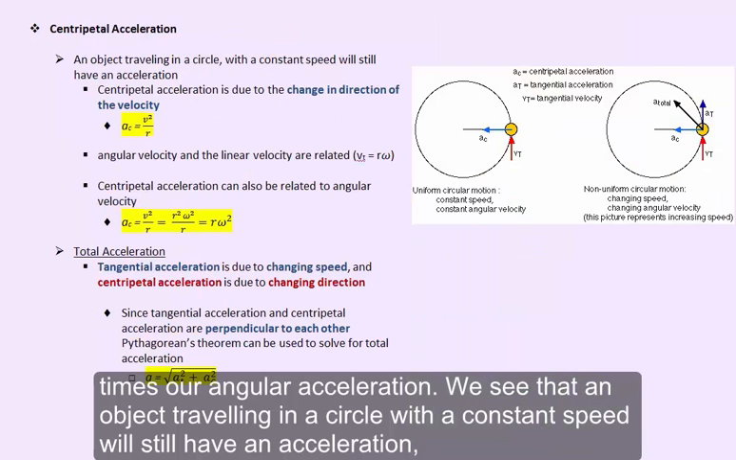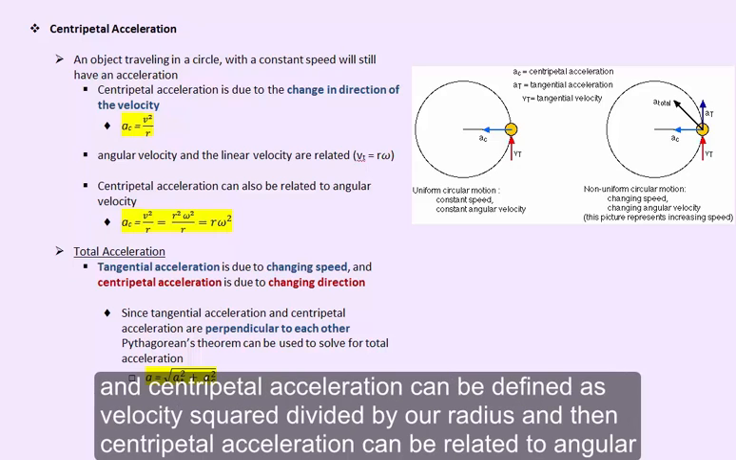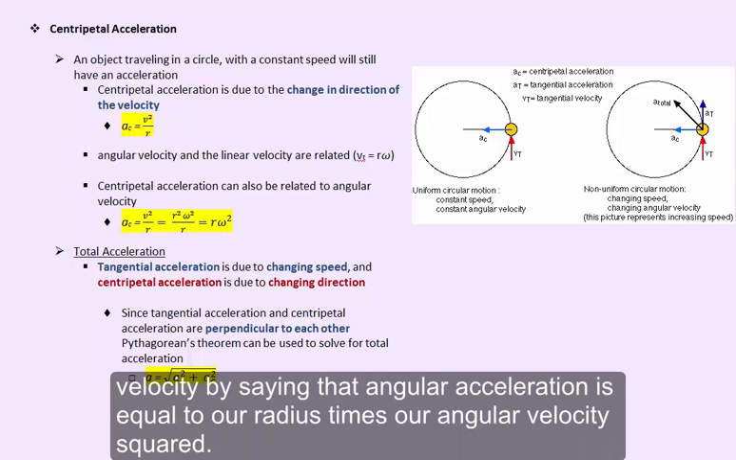We see that an object traveling in a circle with a constant speed will still have an acceleration. And this acceleration is due to the change in direction of the velocity. We call this type of acceleration centripetal acceleration. Centripetal acceleration can be defined as velocity squared divided by our radius. And that centripetal acceleration can be related to angular velocity by saying that centripetal acceleration is equal to our radius times our angular velocity squared.